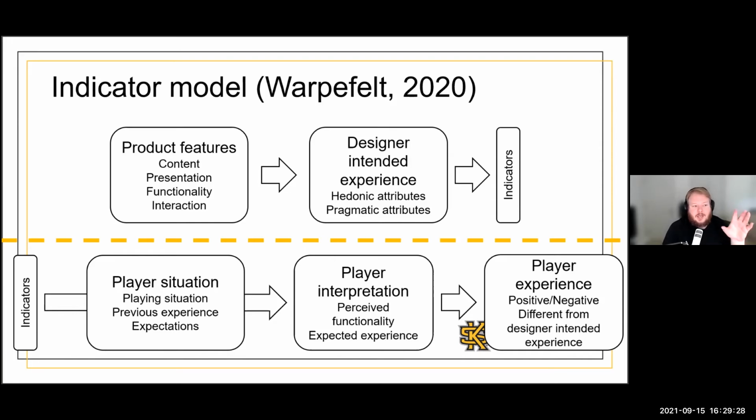Basically, we start looking at a bunch of different features, so the designer creates an intended experience that then decomposes into a bunch of indicators in essence. This whole heap of indicators is then taken up by the player. It's filtered through their situation and interpreted, and then they create an experience. The thing is, there's a situation here. If you're not familiar with the concept, it's basically what kind of experience the player comes in with when something's played, but also their expectations going in, right?